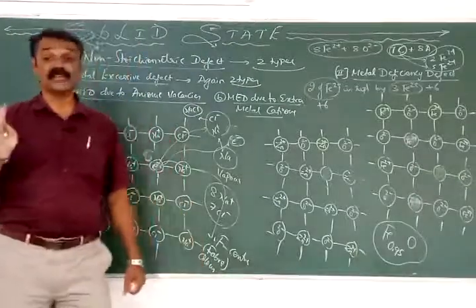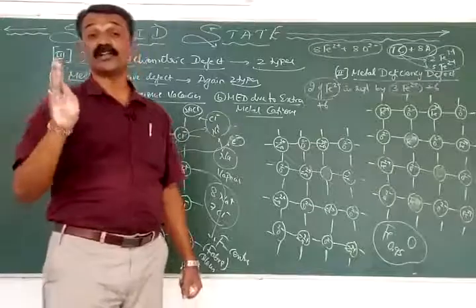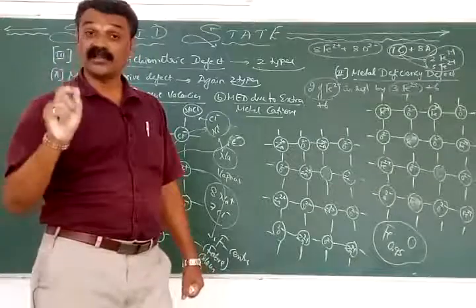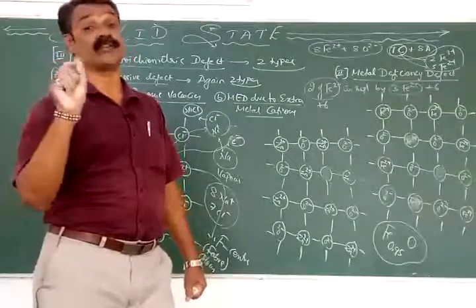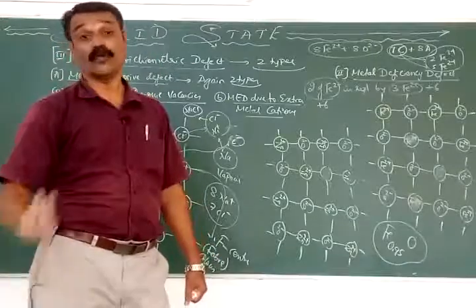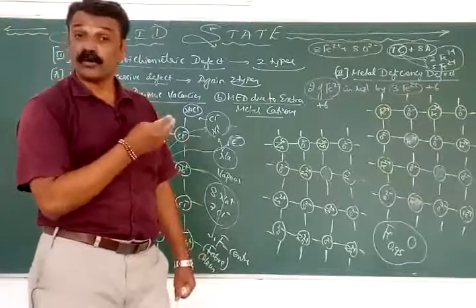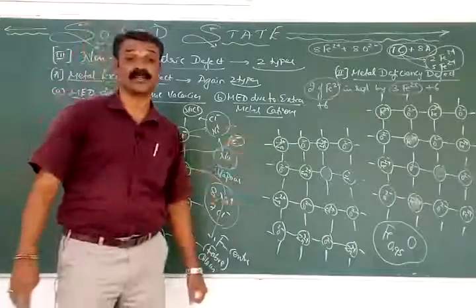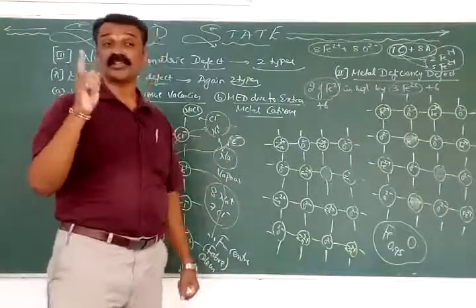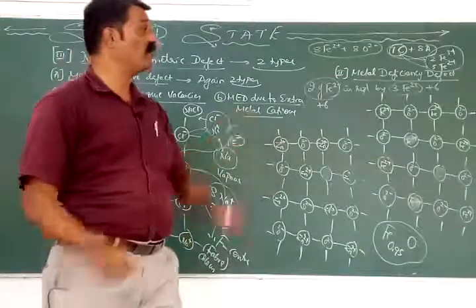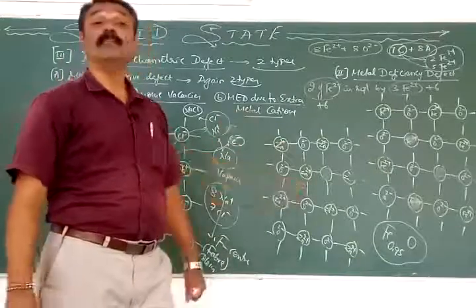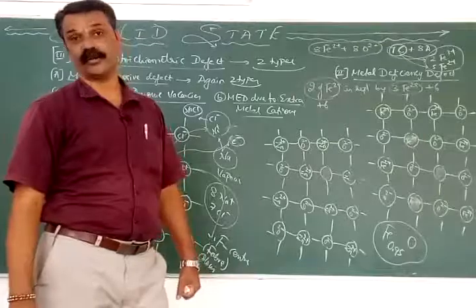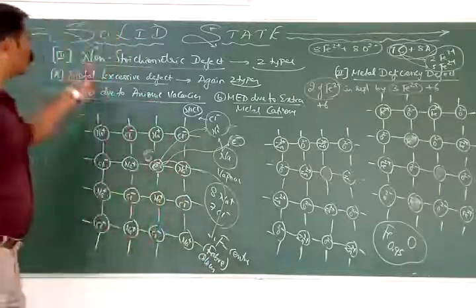Means this type of metal deficiency defect is observed only in case of the transition metals having the variable what? Oxidation states. Sodium chloride doesn't exhibit this. Magnesium chloride, strontium chloride don't exhibit this. Why? Because they don't have the variable oxidation state. Means any transition metals having variable oxidation states will have the metal deficiency defects. Okay. So this is about the non-stoichiometric defect.